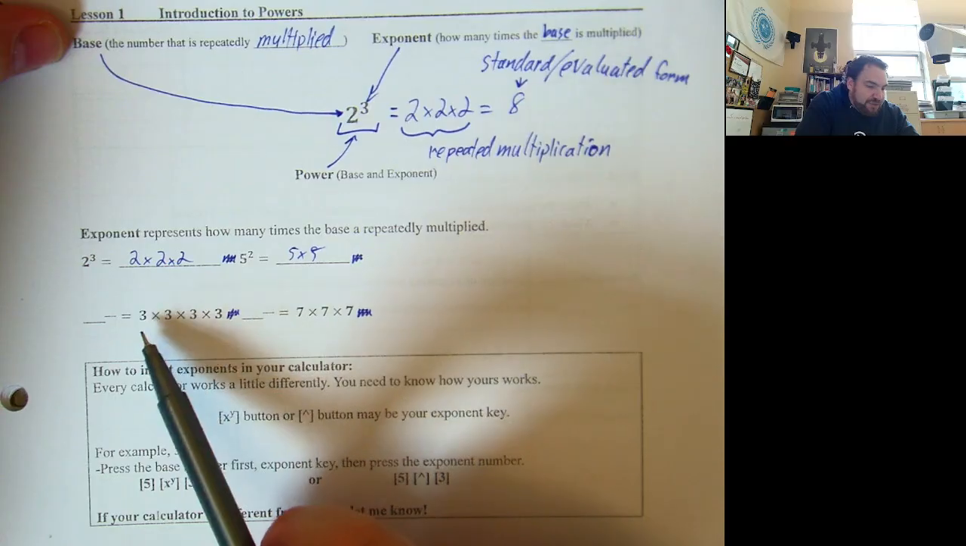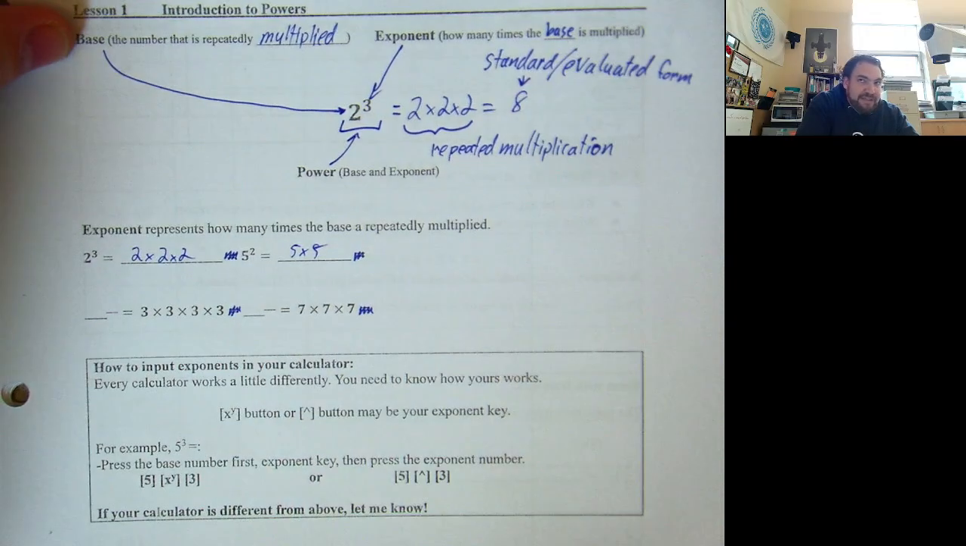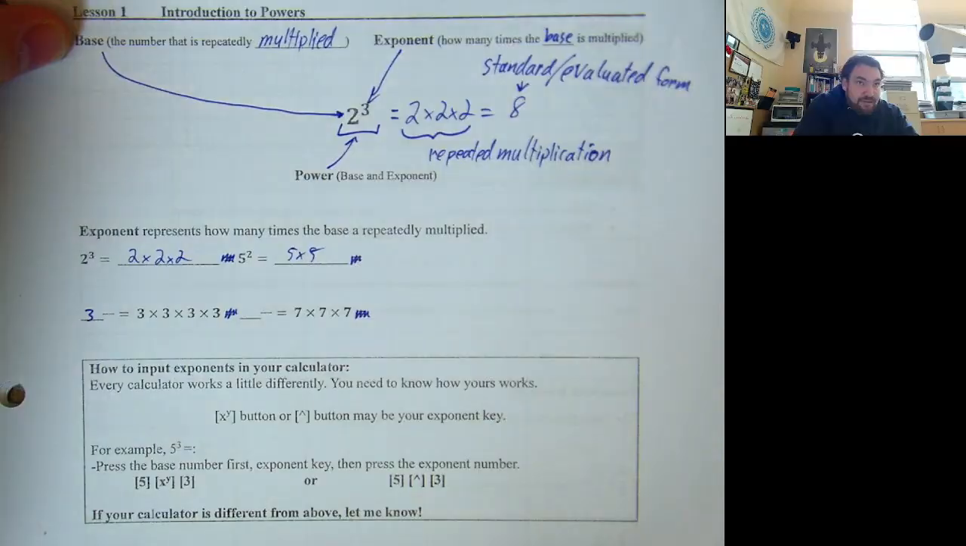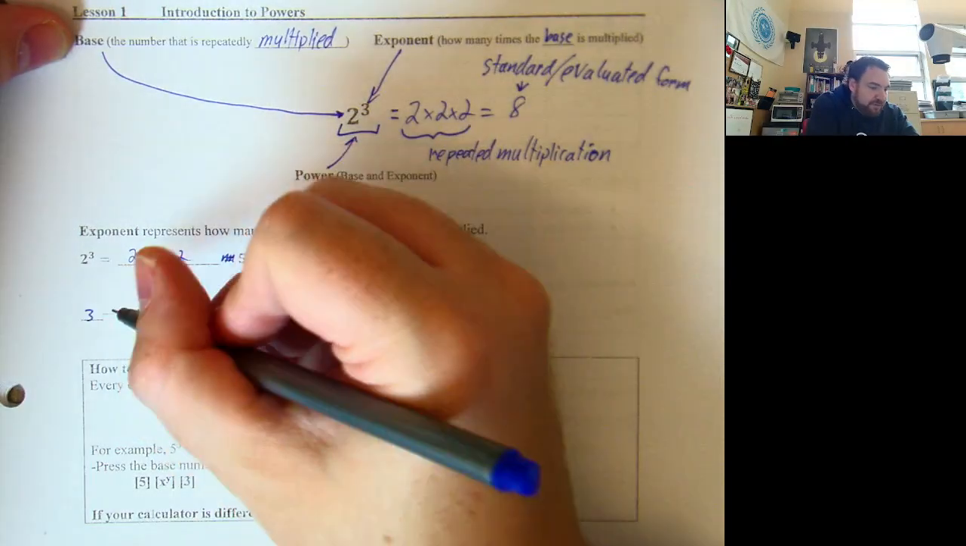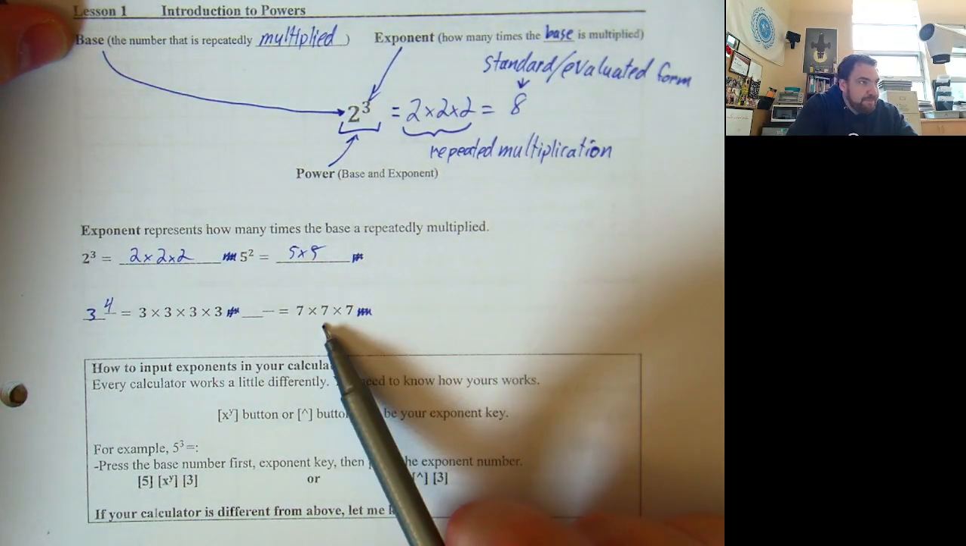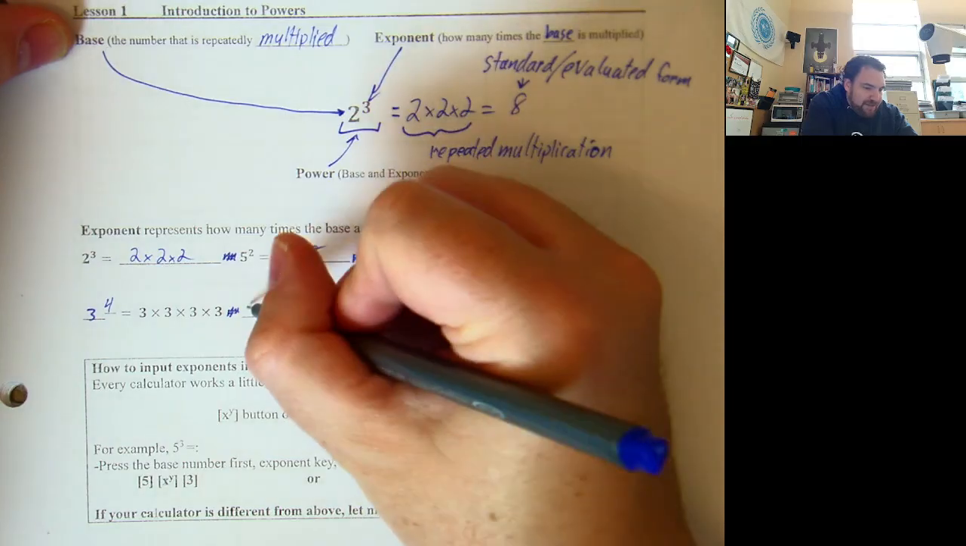Let's go the other way. If I told you it was 3 times 3 times 3 times 3, how would we condense that? How many 3s are there? 3 to the 4, or 3 to the power of 4. And then this guy would be 7 to the 3 or 7 cubed. Good.